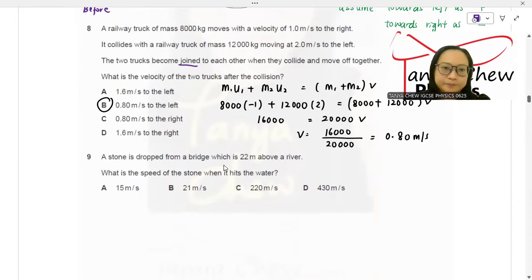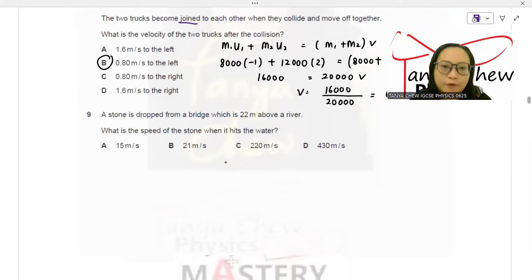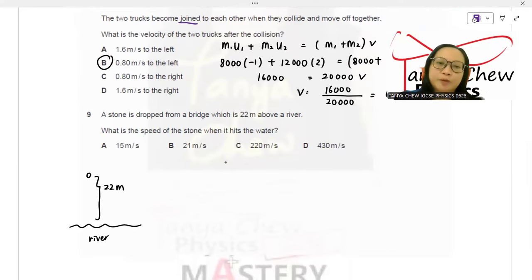Number 9. A stone is dropped from a bridge into a river. So this is a river, and there's a stone, and the height of the bridge above the river is 22 meters. What is the speed of the stone when it hits the river? So if you see a height is being given and they ask you for the speed, I would prefer you to use the principle of conservation of energy.